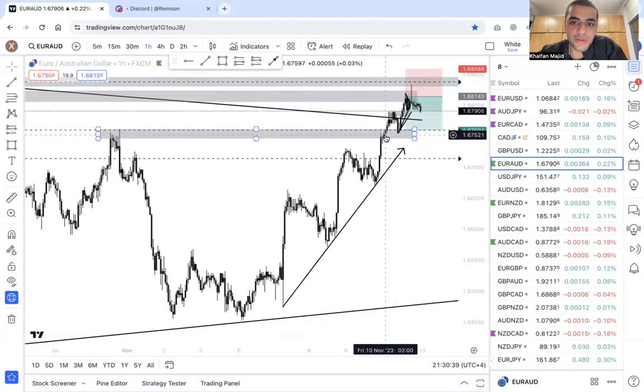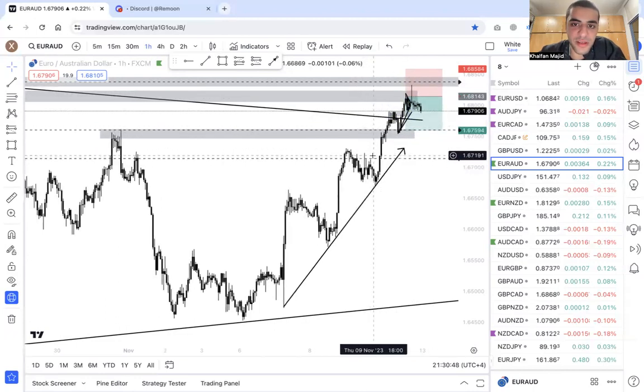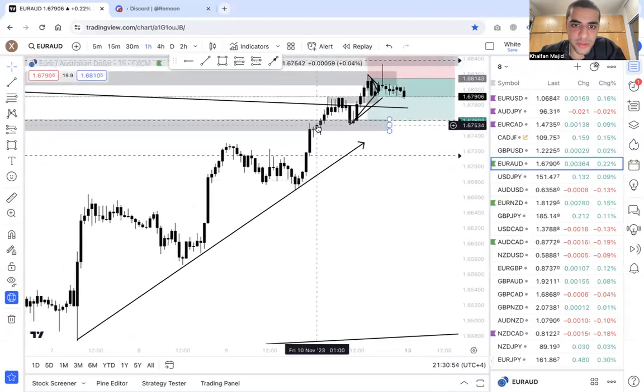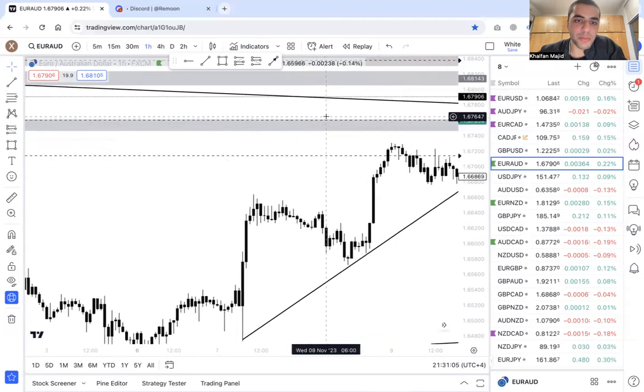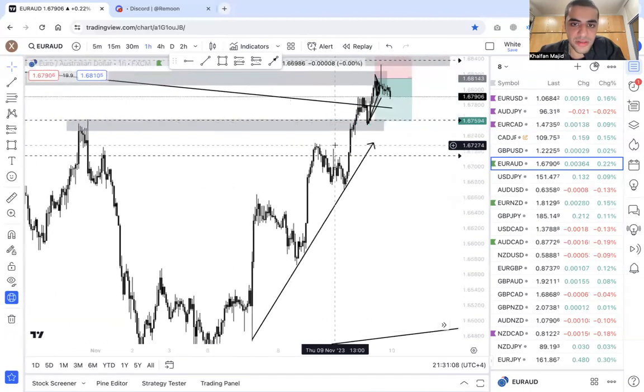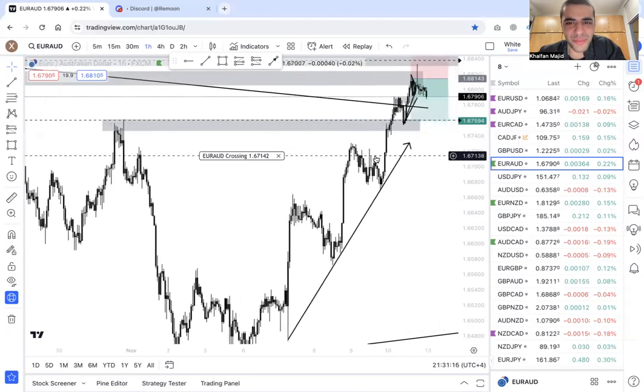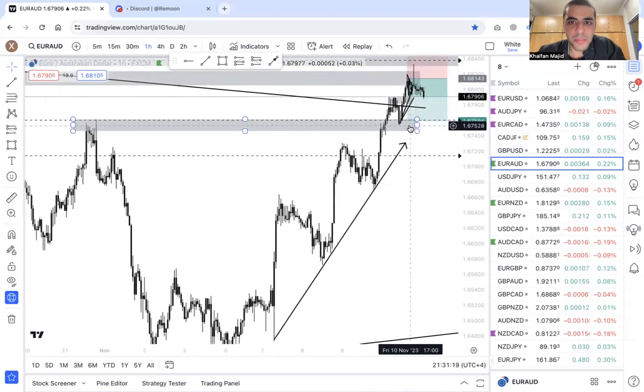Sometimes I lose on one zone, but on another zone I win. On this zone, it just broke on the first test, and I think I entered here. I entered on this candle, I saw rejection, and I think I also entered here. So I entered somewhere over here. The problem with this zone is that the invalidation is super tight, and there's a zone also here, so I think these are the minor reasons why it didn't work out.